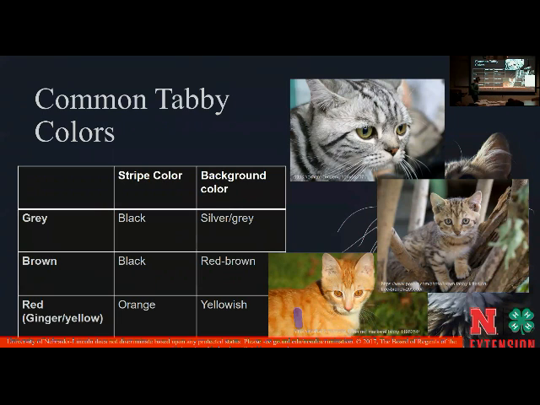So our tabby cats can come in different color combinations, right? The gray tabby has black stripes with a silver or gray, blue background. So this would be kind of a common type, that black and blue tabby. Brown would be this one over here, which has black stripes and then a red-brown for the other color. And then our red, or sometimes you hear them called ginger tabbies, would be this orange color, red stripes with the yellowish coat. And so these would be the more common color combinations we'd see in tabby cats.